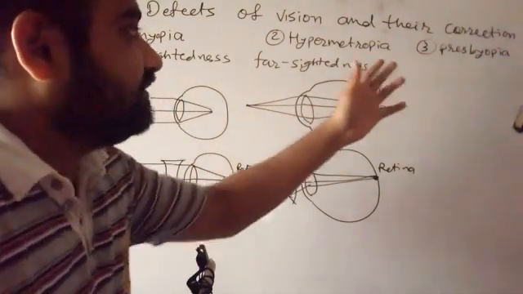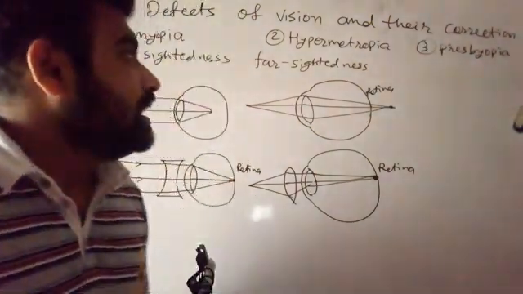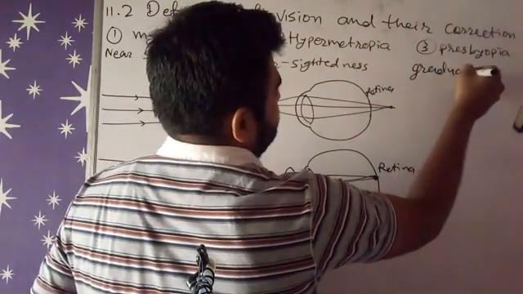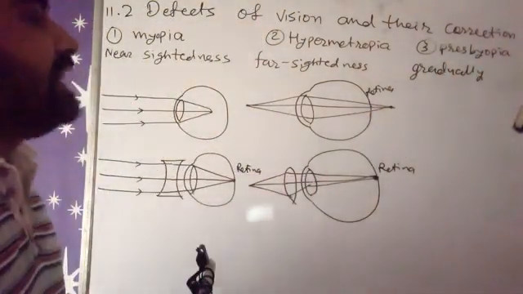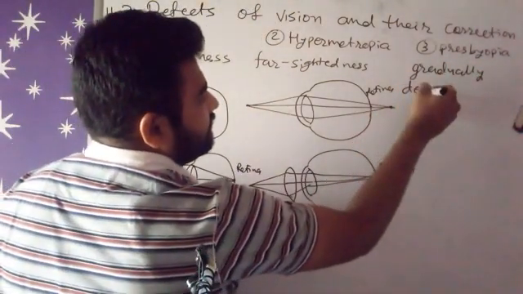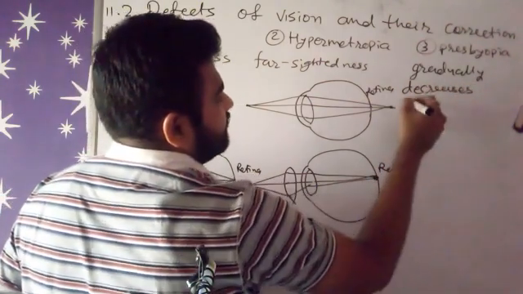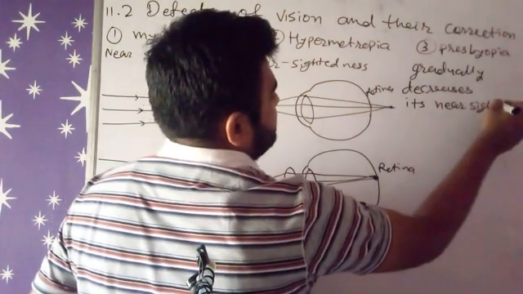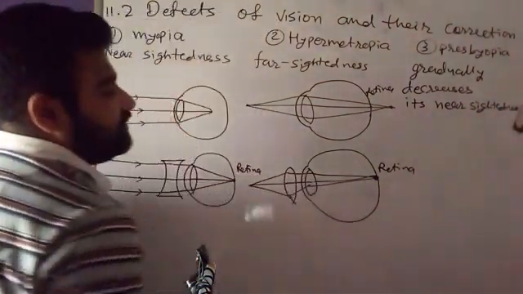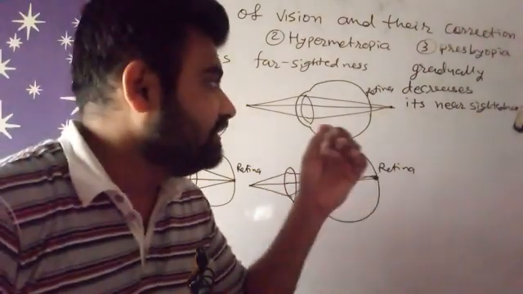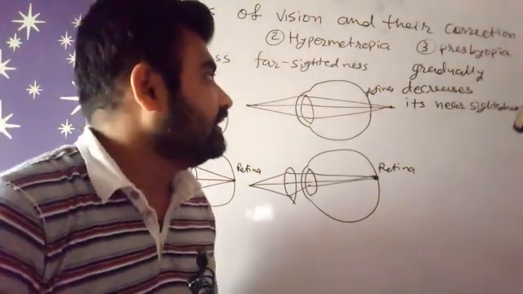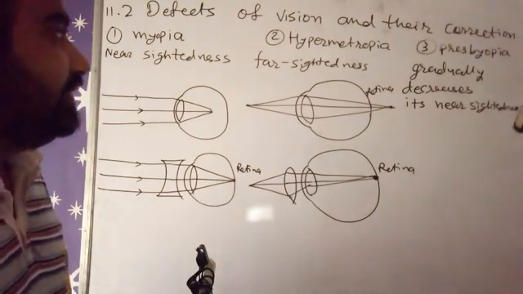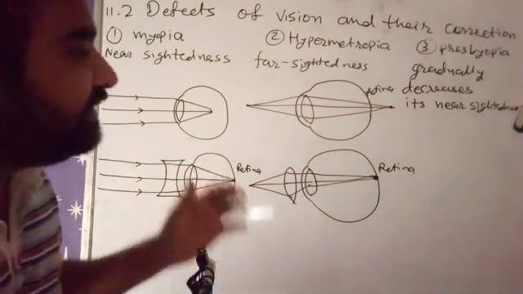Now what is presbyopia? Presbyopia means that gradually a person's near vision decreases, means gradually they lose vision for nearer objects. That is called presbyopia. So these three are the defects of vision.